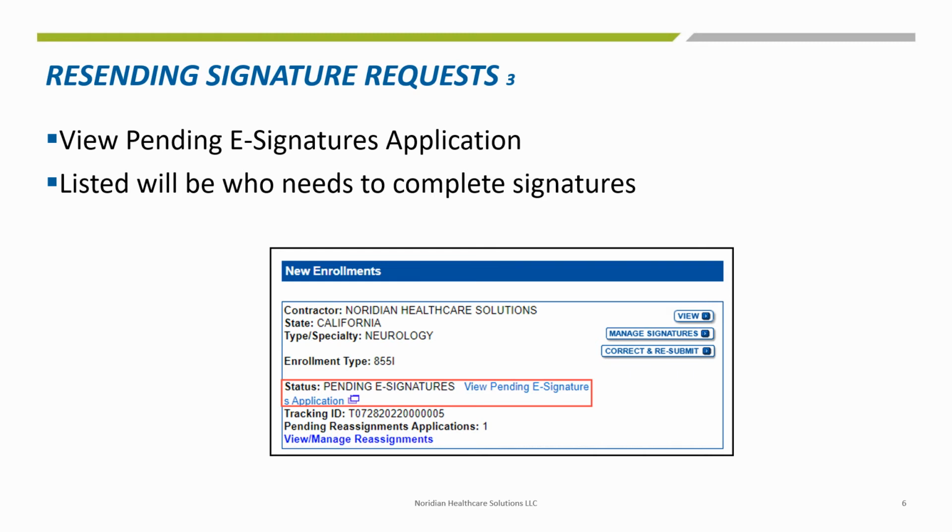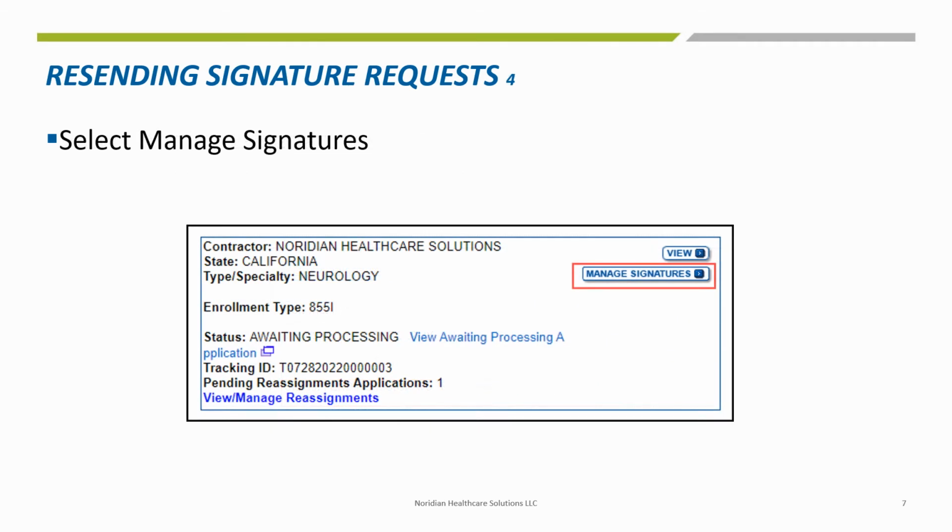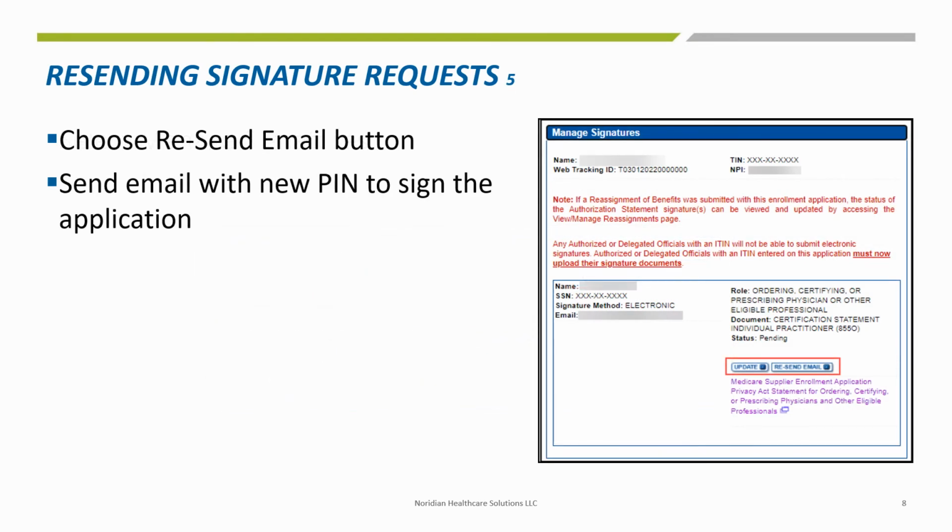Who needs to complete signatures can be viewed by selecting View Pending e-signatures application. Select Manage Signatures. From here, the Resend Email button can be selected. This will send an email with a new PIN to sign the application.